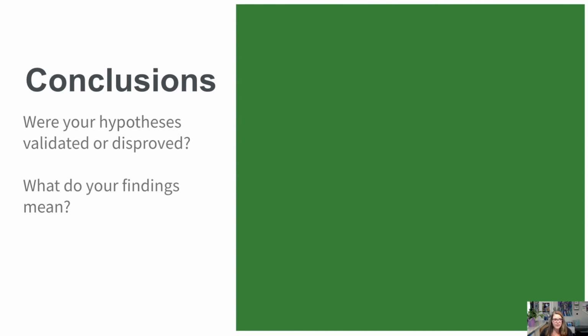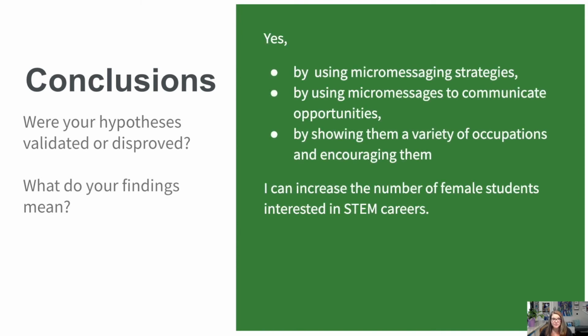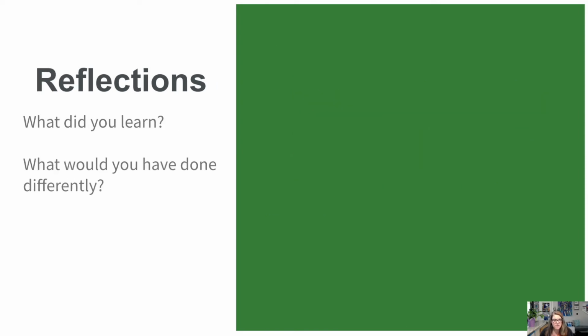And then the next part is conclusions. Were your hypotheses validated or disproved, and what did your findings mean? In this example, the answer is yes. The hypothesis was proved. By using micromessages to communicate opportunities, and by showing them a variety of occupations and encouraging them, she was able to increase the number of female students interested in STEM careers.